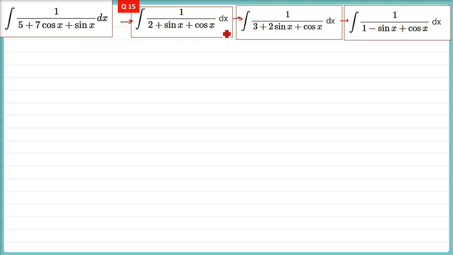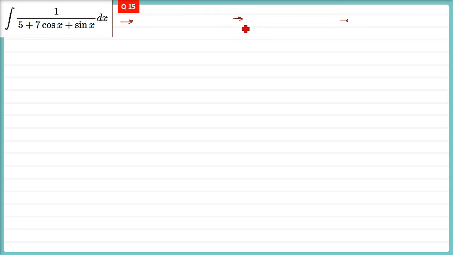But because this is the last question, this is my duty to start well and end well. So I am going to solve this question. Those who haven't understood yet, they can benefit from this solution. So I'm taking the denominator and I will convert this cos x and sin x into tan x by 2.